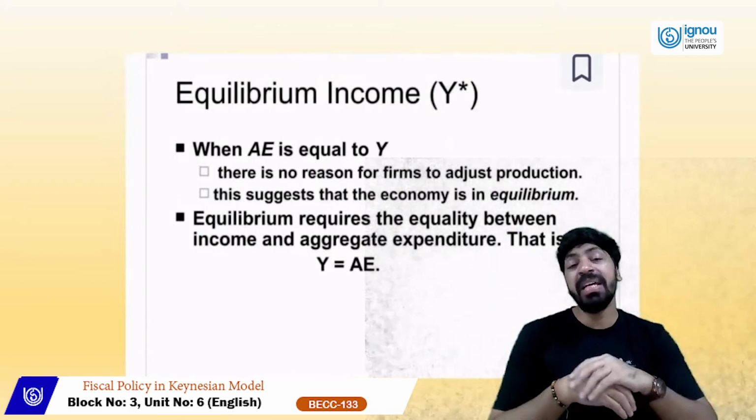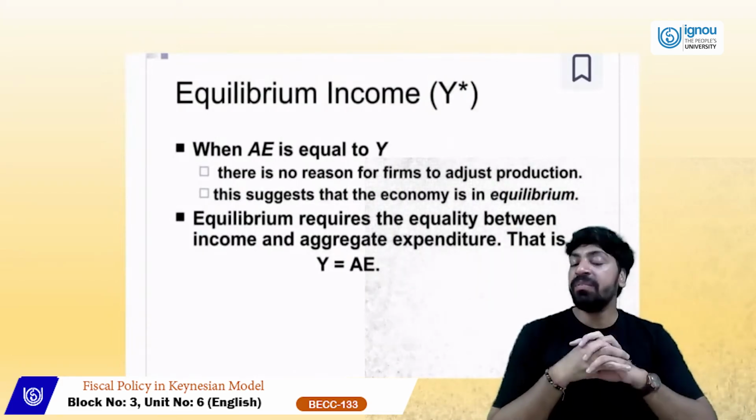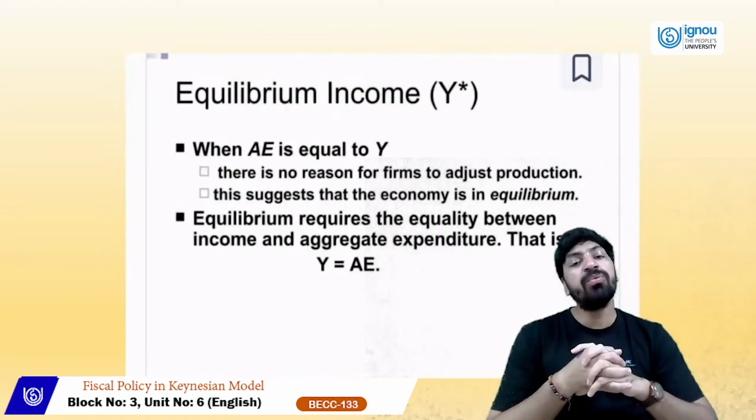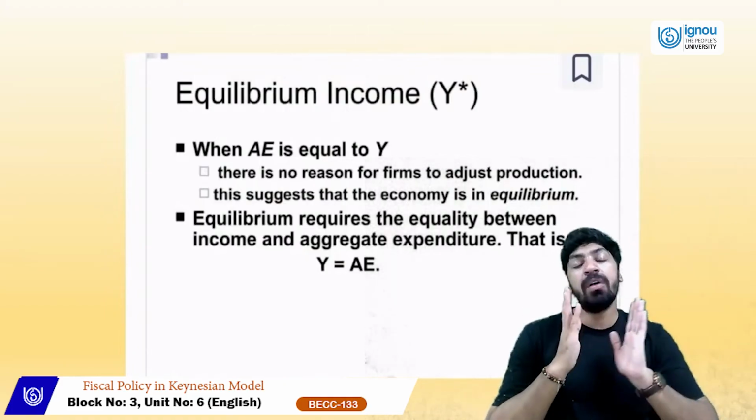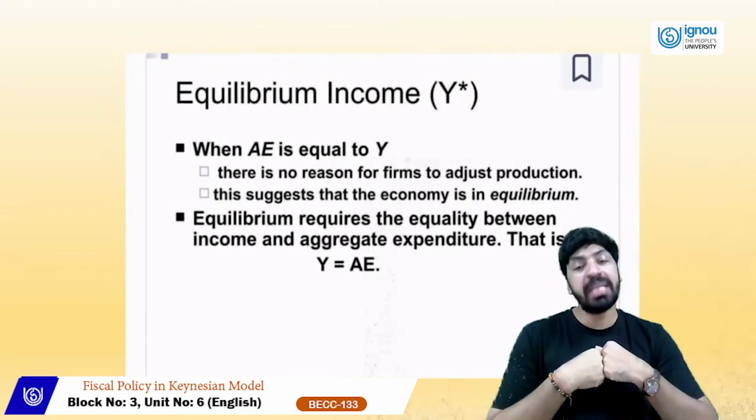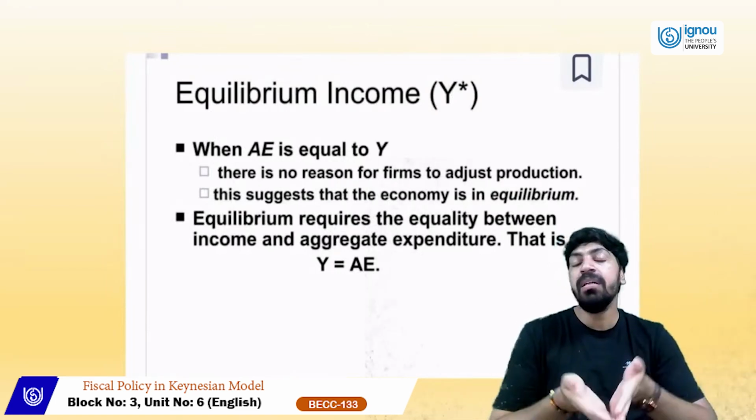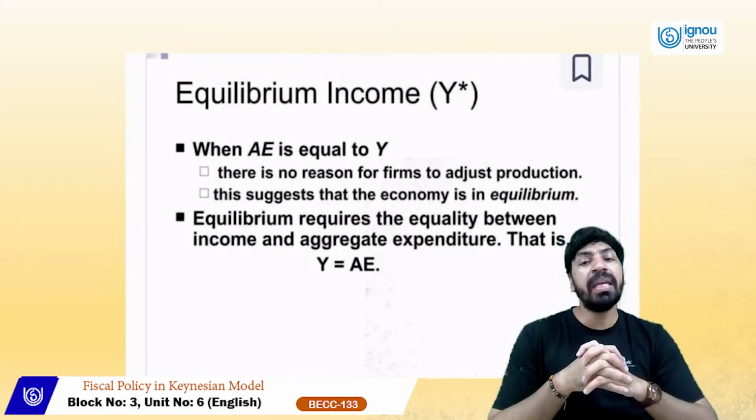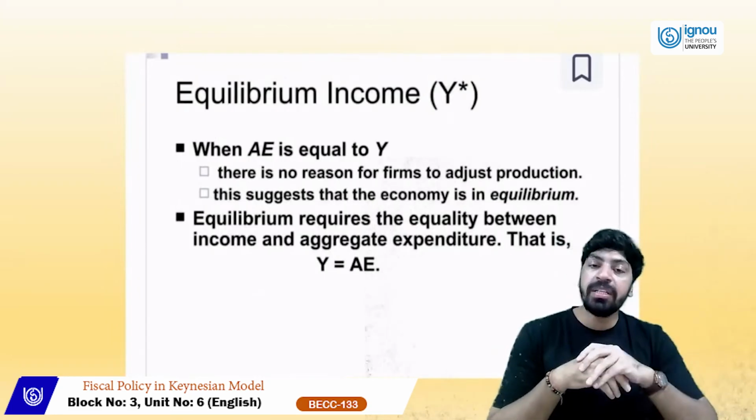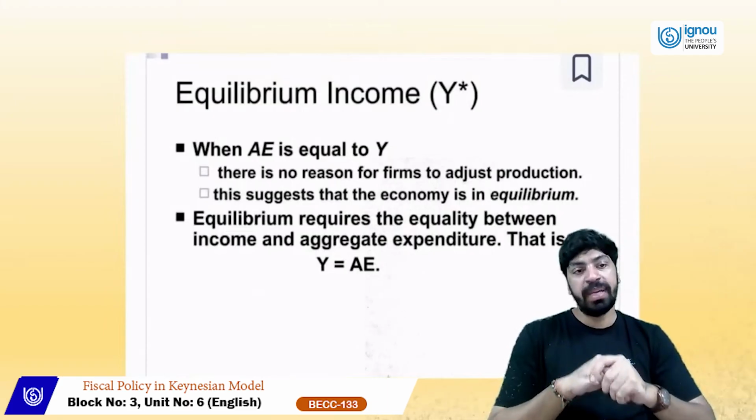So that's a major concept, how you elaborate when the equilibrium income will be obtained. That means it will be obtained when aggregate expenditure is equal to income, or Y is equal to AE. So both have the same meaning. This is the concept of equilibrium income, how you elaborate when the aggregate expenditure is equal to income.